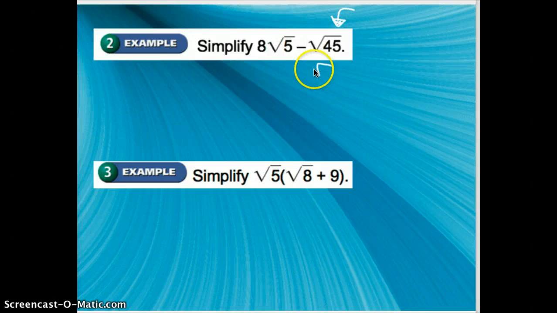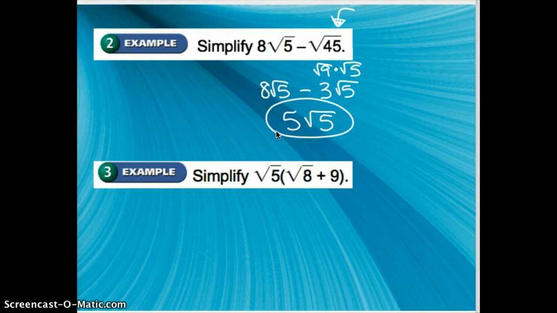9 goes in. So remember, that's the same thing as root 9 times root 5. Root 9 is 3, so that is 3 root 5. So you're solving the problem 8 root 5 minus 3 root 5. Now this looks a lot better because these are like radicals, and 8 root 5 minus 3 root 5 is 5 root 5. And you're done. So we've got add and subtract. Now we're going to deal with some multiplying.